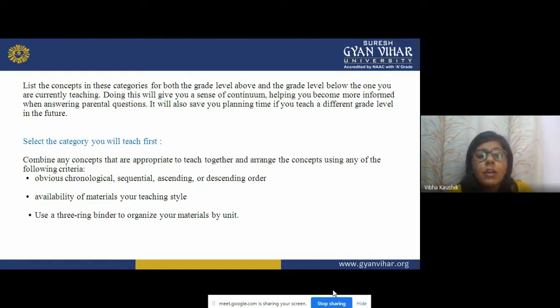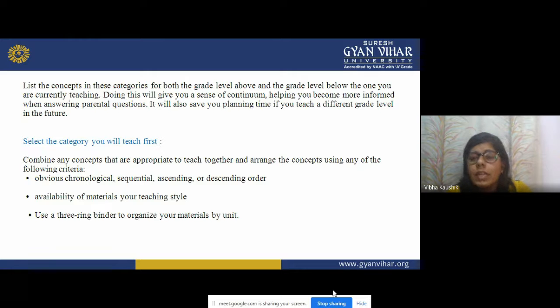You have to prepare the curriculum or list the concepts or the topics in these categories. Why are we saying that we have to arrange the concepts in categories? Because the concepts, the topics, should move from known to unknown. The grade level below the one you are teaching means whatever topic you are currently teaching to the students. That will act as previous knowledge for the students when they go to the grade level above.